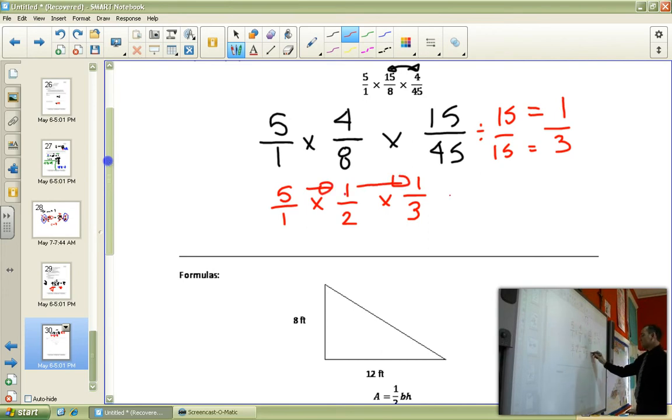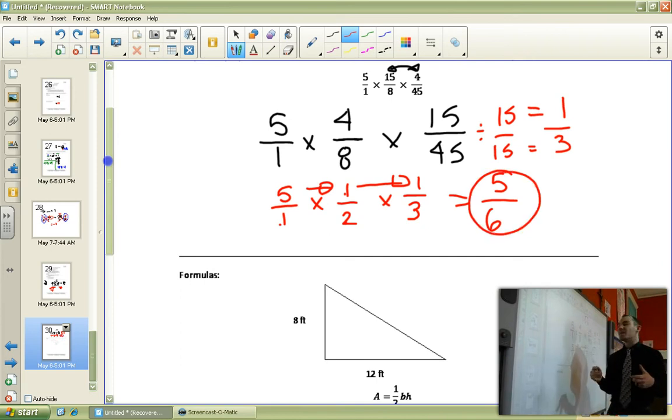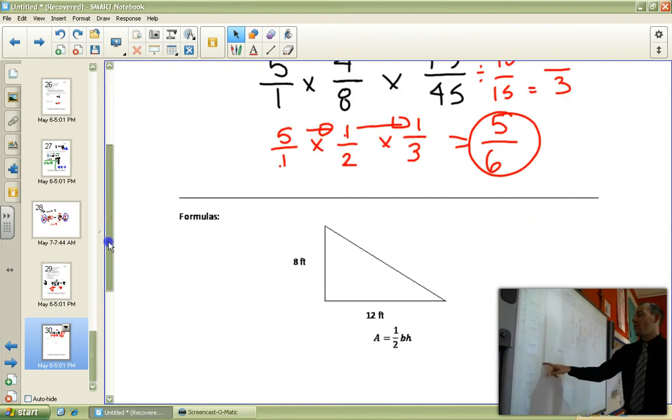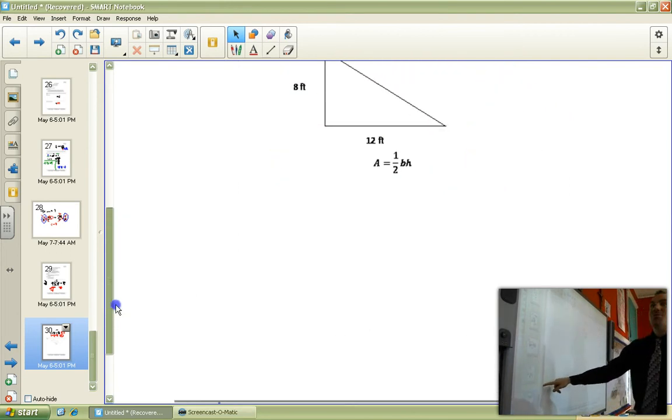5 times 1 is going to give me a total of 5. 1 times 2 times 3, so 1 times 2 is 2, times 3 is 6. No common factors, you are done. So if you super simplify, it can make the multiplication very, very easy. All right, we've got one more thing to look at, and that's to see how it will help us with formulas.